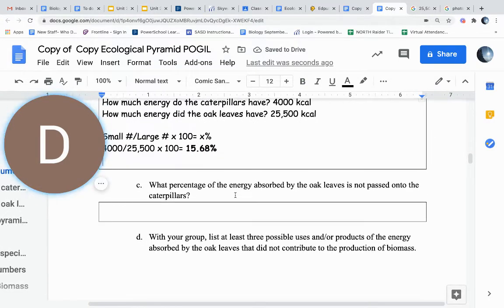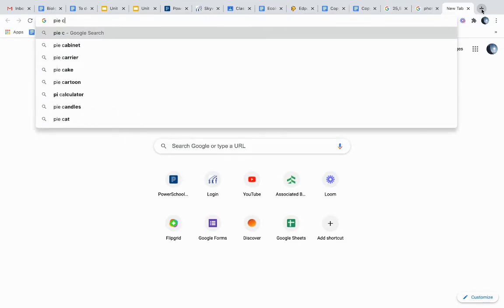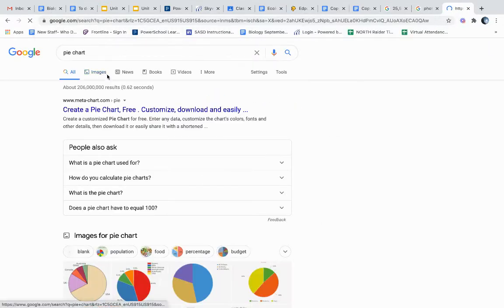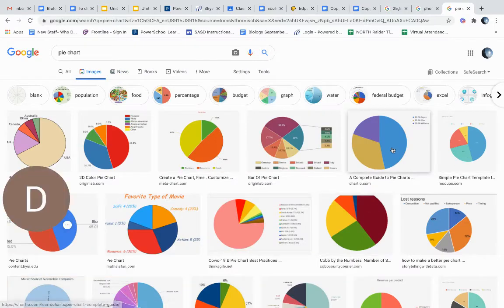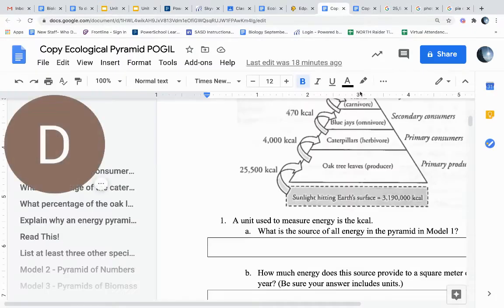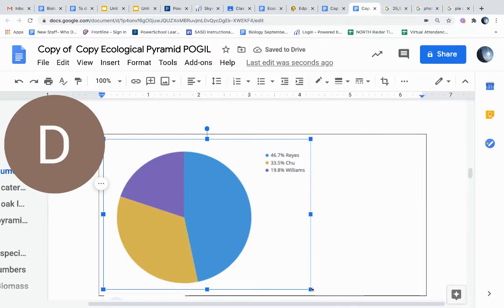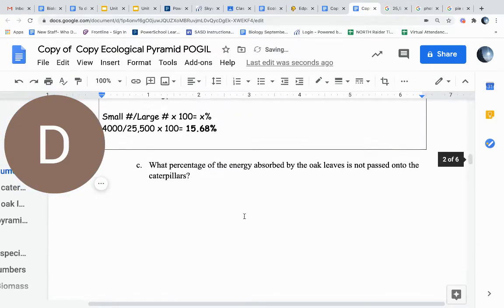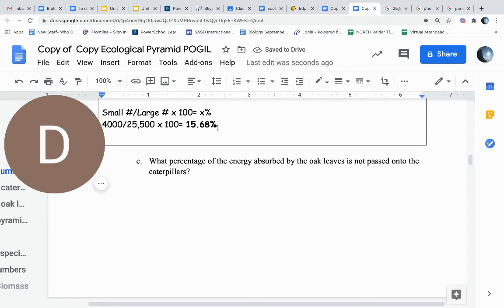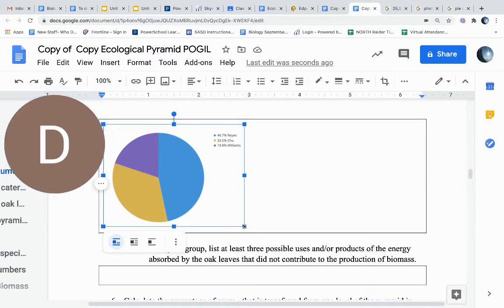All right, so what percentage of the energy absorbed by the oak leaves is not passed on to the caterpillars? Think about this as like a pie chart, like a whole pizza pie. I'll make it a little bit smaller. So if 15.68% of that pie chart is being passed on, we need to think about how much of it is not.